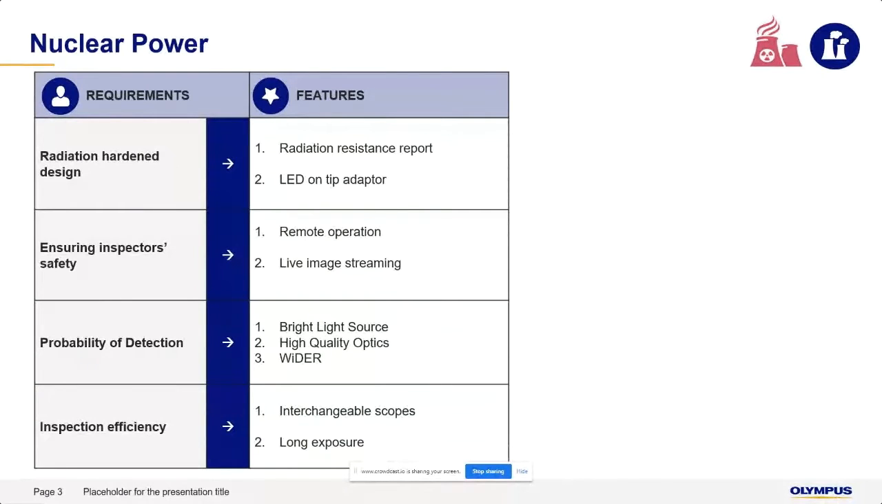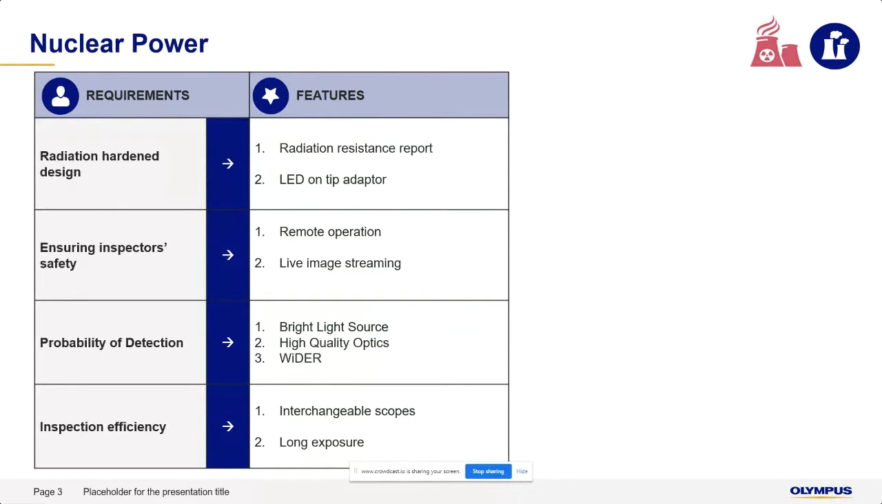Radiation hardened design, of course, can be a concern. We have a radiation resistance report on the G-Air and NX. I have an example of that, or a screenshot. Basically, we know how much radiation our videoscope can take before it starts to degrade, so that you can have a pretty good indicator of how long the videoscope and the chip specifically at the end of the videoscope will last.